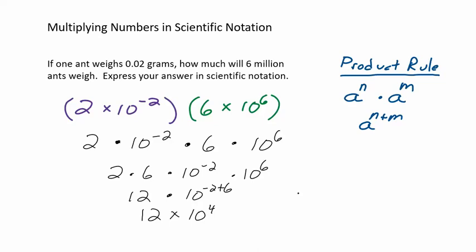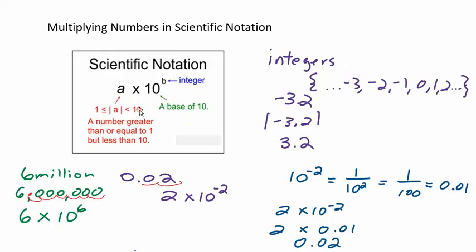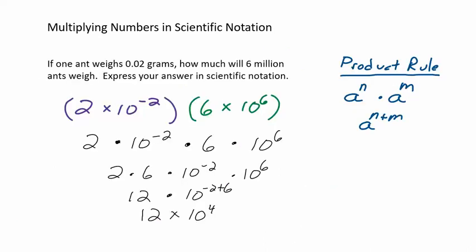All right, so this answer to our question looks like scientific notation, 12 times 10 to the 4th. But it's not in scientific notation exactly because, let's go back over here, this a value has to be between 1 and 10. Let's go look at what our a value is. Our a value is 12. That's not between 1 and 10. So what we have to do is change that to a number between 1 and 10. There's a couple different ways you can do this, but let's do it this way first. This is kind of the long way, but it'll help you see what we're doing.